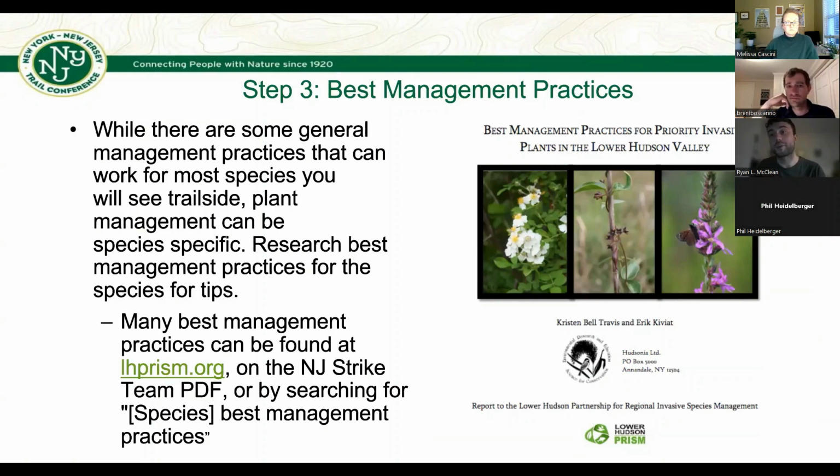Many best management practices can be found on the Lower Hudson PRISM website, so that's lhprism.org, or if you just want to have that one resource, the New Jersey Strike Team PDF that I just showed you that has phenology also has best management practices on there. Or you could do an internet search for the species that you're looking for and best management practices.